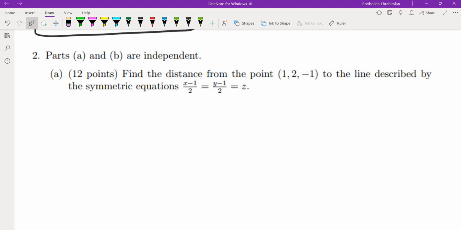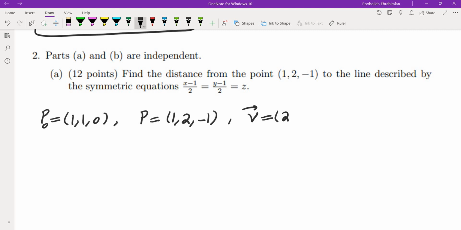Find the distance from this point to the line described by that. So we need to find a point on the line, which is (1, 1, 0), and the point that we are given is (1, 2, -1). Then we also need the vector in the direction of the line, which is (2, 2, 1). Now we find PP0, so we subtract P from P0, terminal minus initial, so that would be (0, -1, 1).